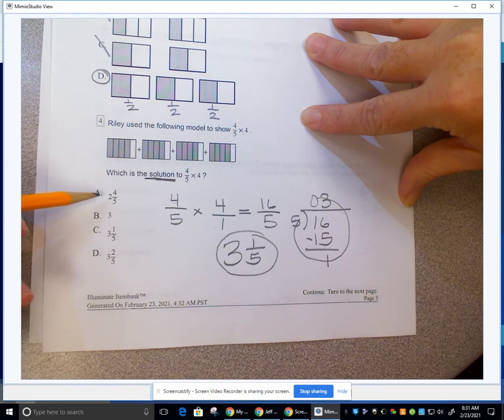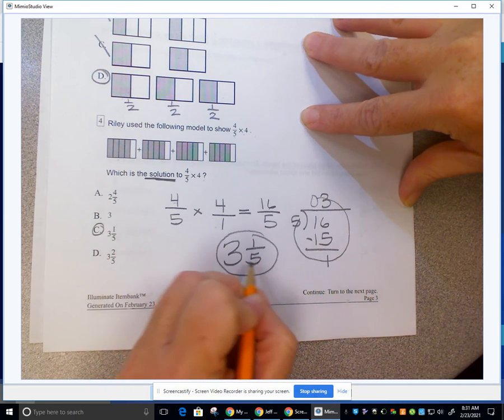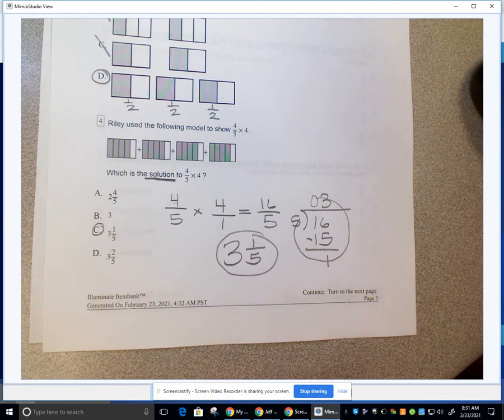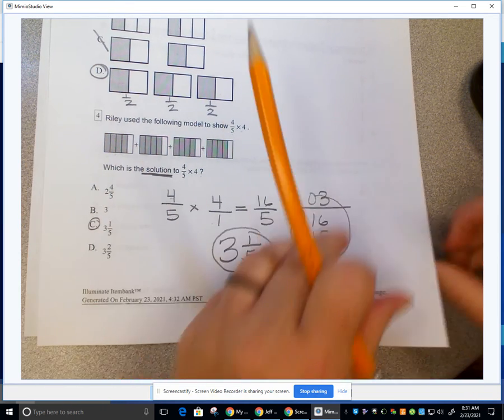So when I look over here at my answer choices, I see the answer right here. And I know that's in simplest form because I had a 1 on top. Anyway, that's why I didn't do factor trees with it. Okay, moving on to number 5.